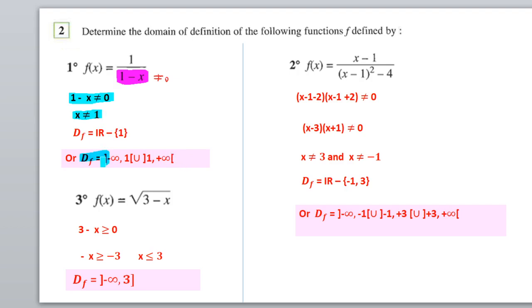The domain of definition is equal to open minus infinity, comma, 1 open. This is the first part. Union 1, plus infinity, with the second part. That's it.